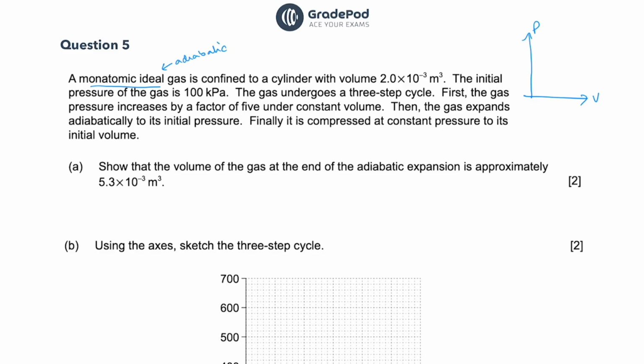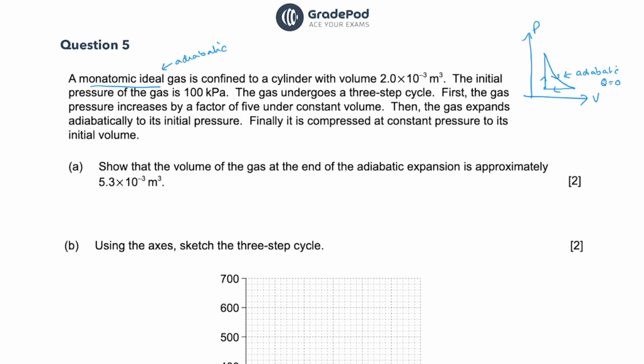First, the gas pressure increases by a factor of 5 under a constant volume. So it goes from here up there. Then the gas expands adiabatically to its initial pressure. Finally, it's compressed at constant pressure to its initial volume. So the system looks like that. This is adiabatic. What do I always do when I see the words adiabatic? I put down Q equals naught. And I think we're good to go.